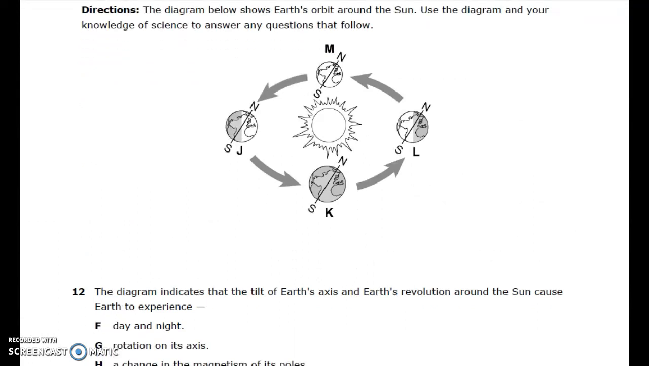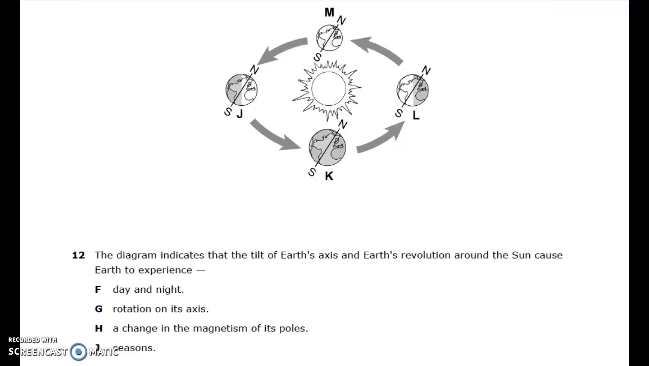Directions. The diagram below shows Earth's orbit around the Sun. Use the diagram and your knowledge of science to answer any questions that follow. Number 12. The diagram indicates that the tilt of Earth's axis and Earth's revolution around the Sun cause the Earth to experience F. Day and night, G. Rotation on its axis, H. A change in the magnetism of its poles, or J. Seasons.